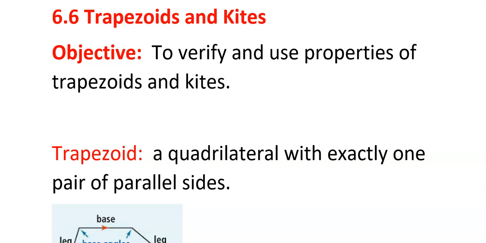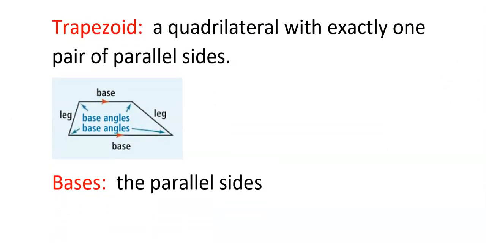Section 6.6, Trapezoids and Kites. We're going to verify and use properties of trapezoids and kites. Starting with the trapezoid today. A trapezoid is a quadrilateral with exactly one pair of parallel sides.